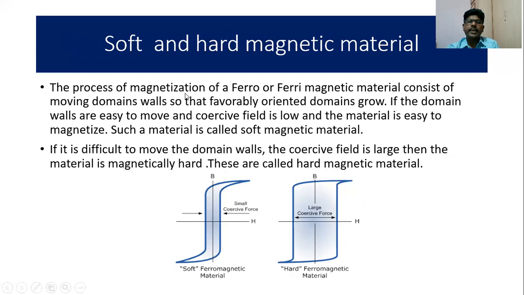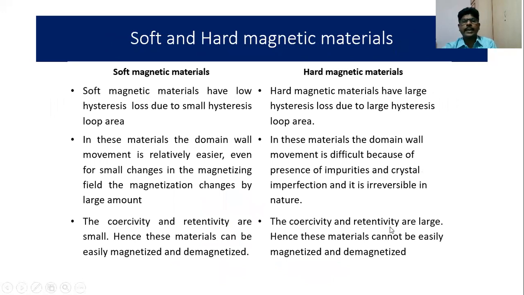The process of magnetization of a ferro or ferrimagnetic material consists of moving domain walls so that favorably oriented domains grow. If the domain walls are easy to move, the coercive field is low, and the material is easy to magnetize, such a material is called a soft magnetic material. If it is difficult to move the domain walls and the coercive field is large, then the material is magnetically hard. These are called hard magnetic materials. So we are going to discuss soft magnetic materials and hard magnetic materials and see the difference between them.